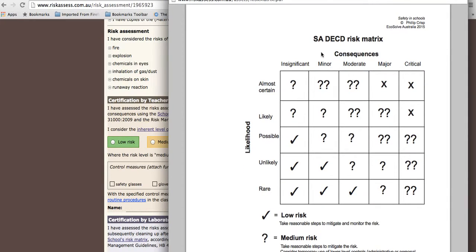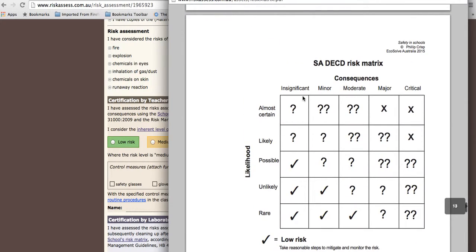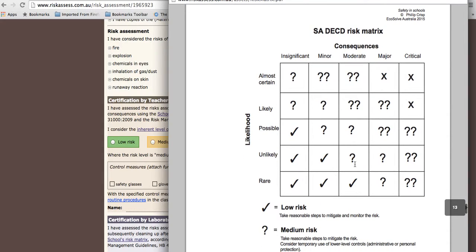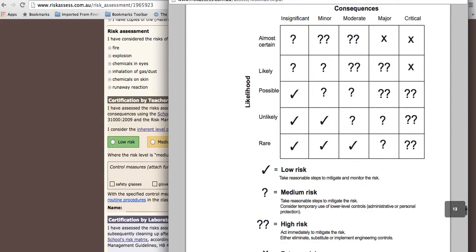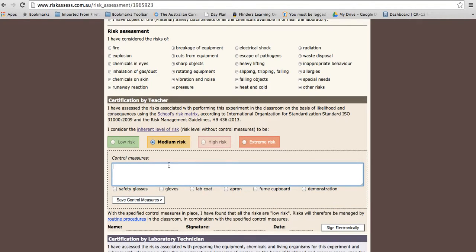So it's asking, what are the consequences of this? You'll notice it gives you a bit of a key down here. So if something was to go wrong, what's the consequence? Is it insignificant, minor, moderate, major, critical? And how likely is this to occur? Is it almost certain, likely, possible, unlikely, rare? So you need to decide where that lies. So for this particular prac, I've said that it would be a medium risk practical.